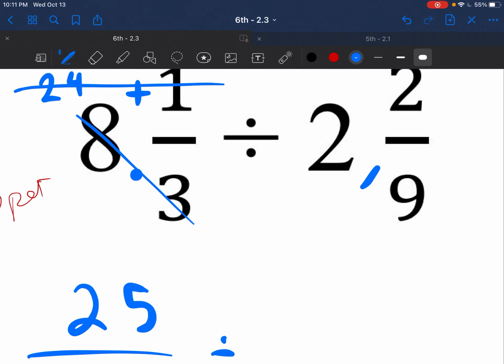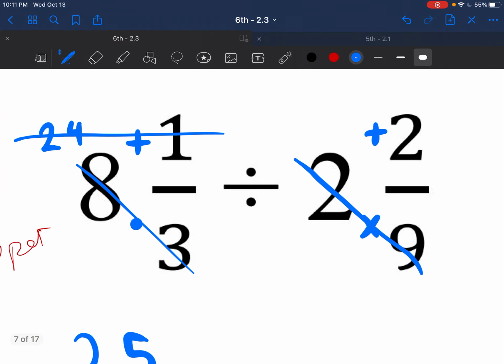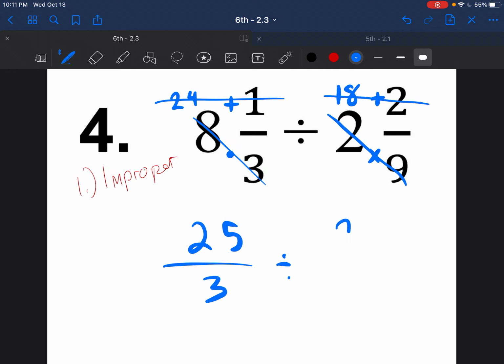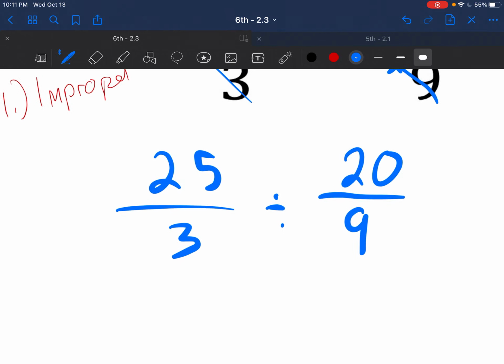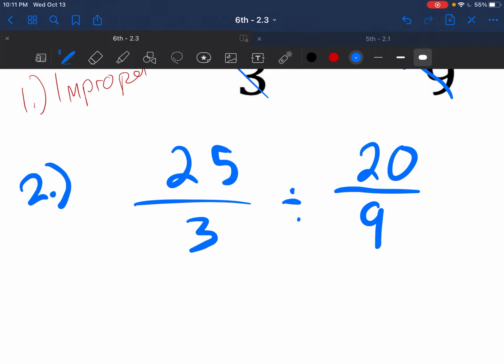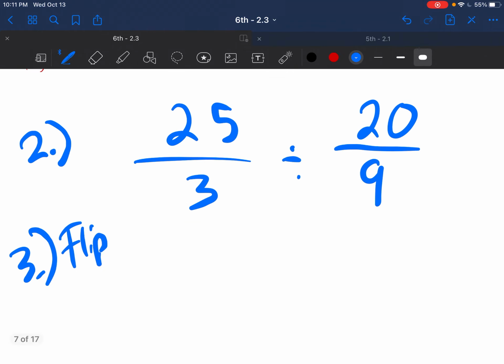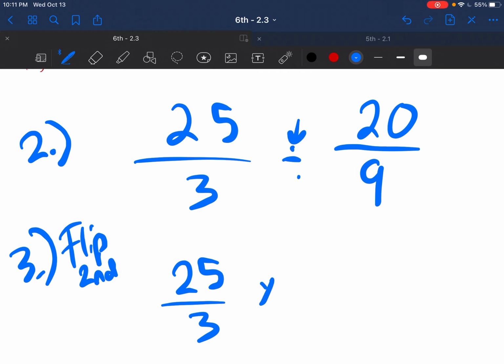divided by, let's do this one over here. We're going to multiply. 2 times 9 is 18, and then 18 plus 2 is 20. So you now have 20 over 9. All right, so step 2, wrote it down. Step 3, we need to what? Flip it. Flip which one? We flip the second one. So you have 25 over 3. This turns into multiplication, and then you have 9 over 20.